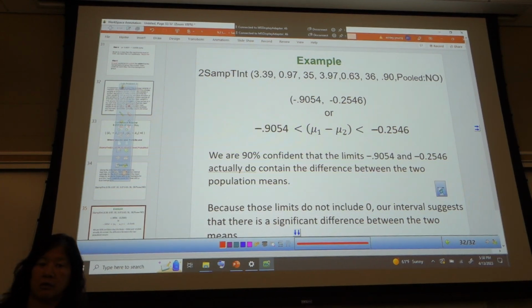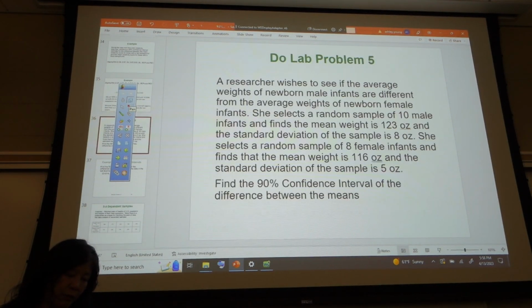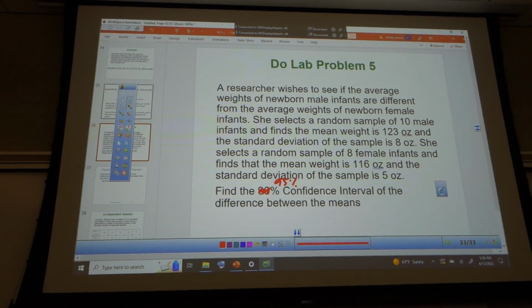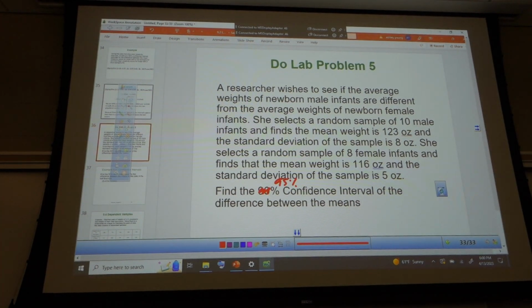No. Right. So we're going to go ahead and have you folks do lab problem number 5. They were saying that they're different, so it's actually going to be a 95% confidence interval. So go ahead and do the same problem you just did, and we're going to do the interval for it instead. Okay, let's take a look, see what we've got.